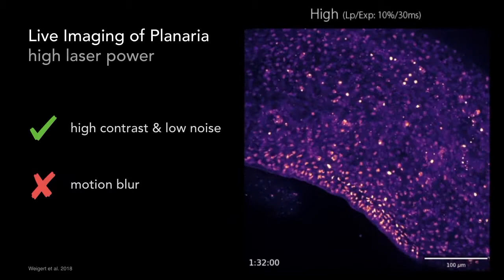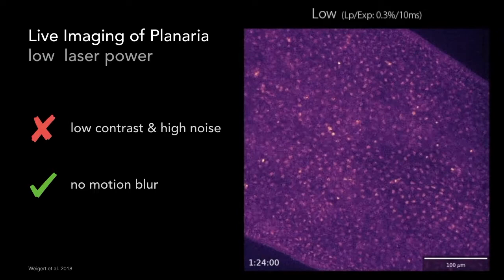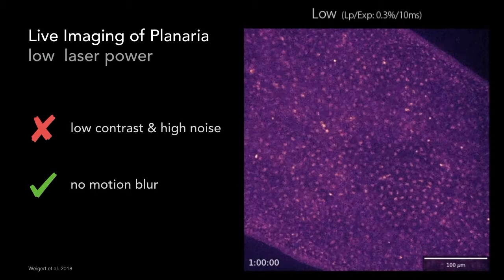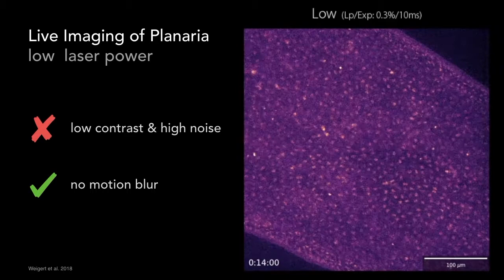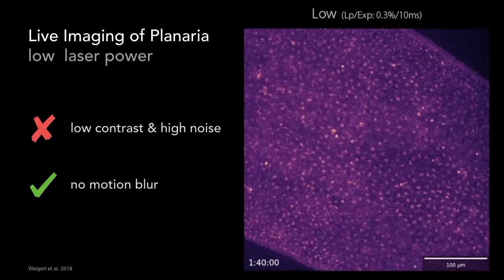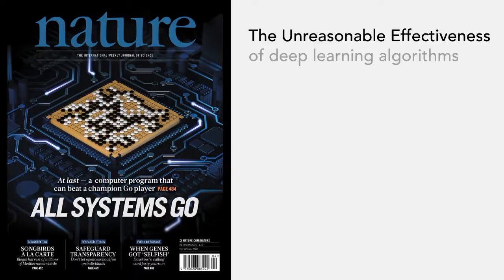If you try to do the opposite, if you reduce the laser power, you have much less twitching, as you can see. But then each individual image has no motion blur anymore, yet is not sharp anymore. Because you have little light coming out, you also have a very low signal-to-noise ratio, and that makes it difficult to use these images. So how do we actually get both advantages? How do we get sharp images, without motion blur, and with high signal-to-noise ratio?